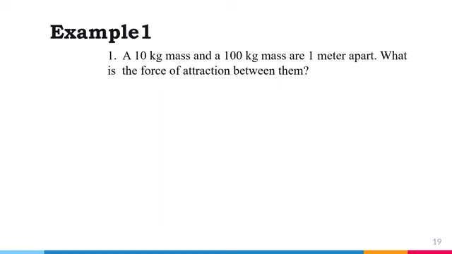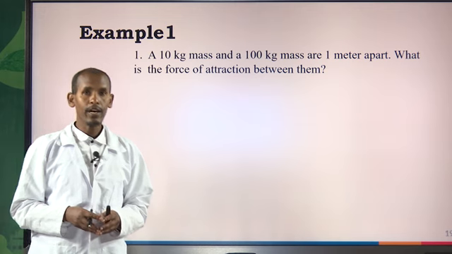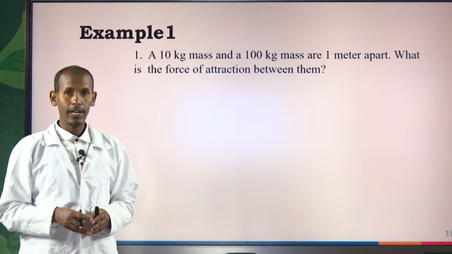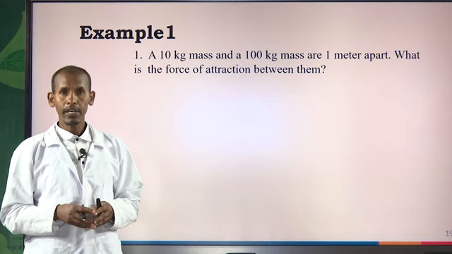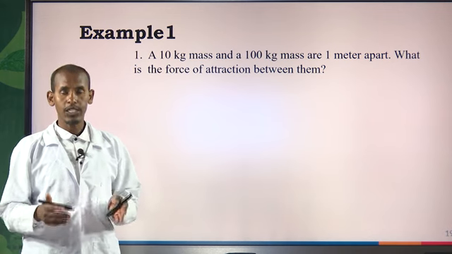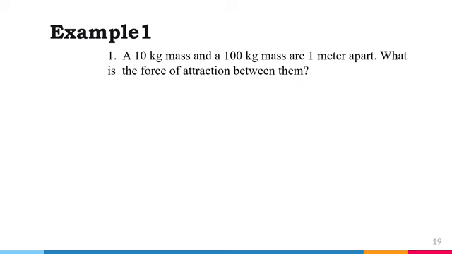Let's do examples using Newton's law of universal gravitation. A 10 kilogram mass and a 100 kilogram mass are 1 meter apart. What is the force of attraction between these two masses? So let's do the solution. Okay, let's solve this problem.